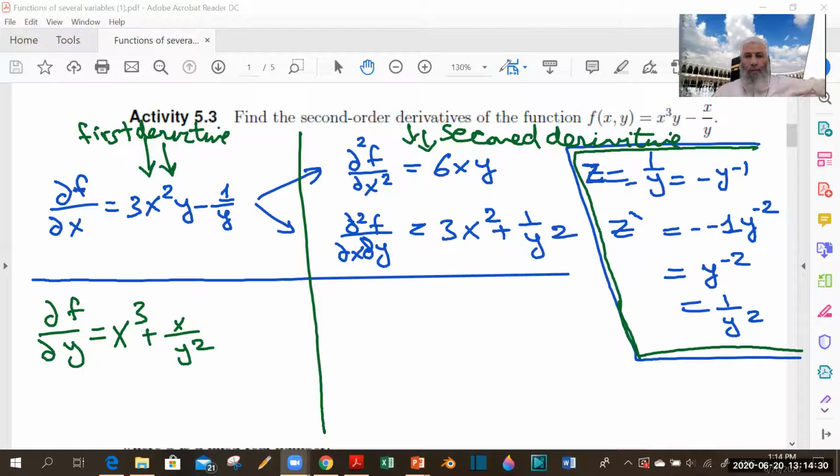Now we will take the derivative d2f dy squared again with respect to y.